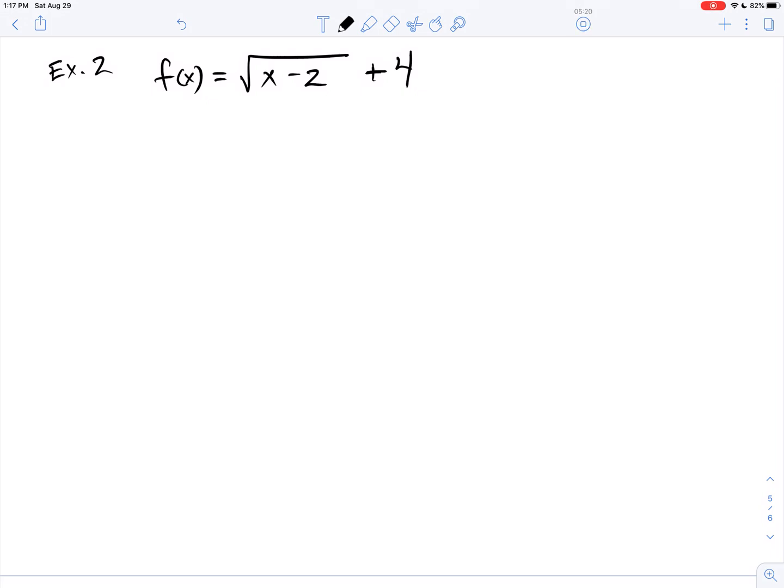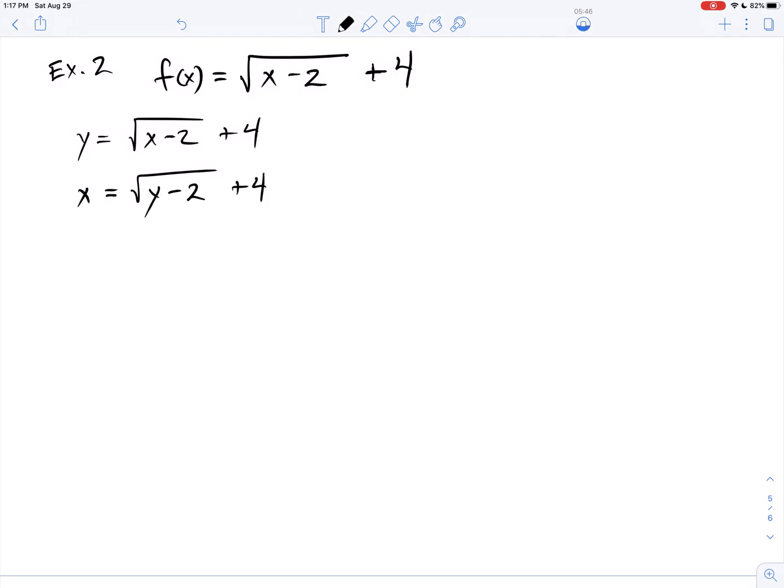But maybe pause it. You try to find the inverse. You try to sketch the graph. Show me what it looks like. And then come back and check it. Okay, I'm assuming that you paused it and you came back. So here we go. I'm going to call this y equals the square root of x minus 2, plus 4. I am then going to switch the x with the y.